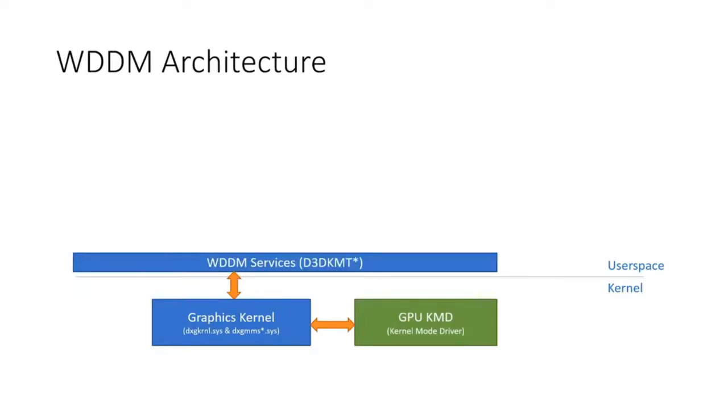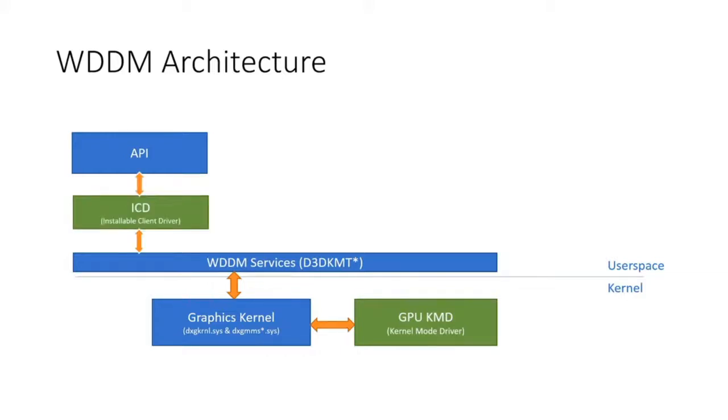The graphics kernel then exposes to user mode what we call the WDDM services, or the D3DKMT API. These are the low-level abstraction APIs on which all the higher-level APIs are based. When you take something like Vulkan, OpenGL, OpenCL, or CUDA on Windows, the API typically has a user mode driver, which in the case of OpenGL and CL we typically call an ICD, or installable client driver. That driver, provided by the partner, calls directly into these D3DKMT APIs to talk to their GPU.